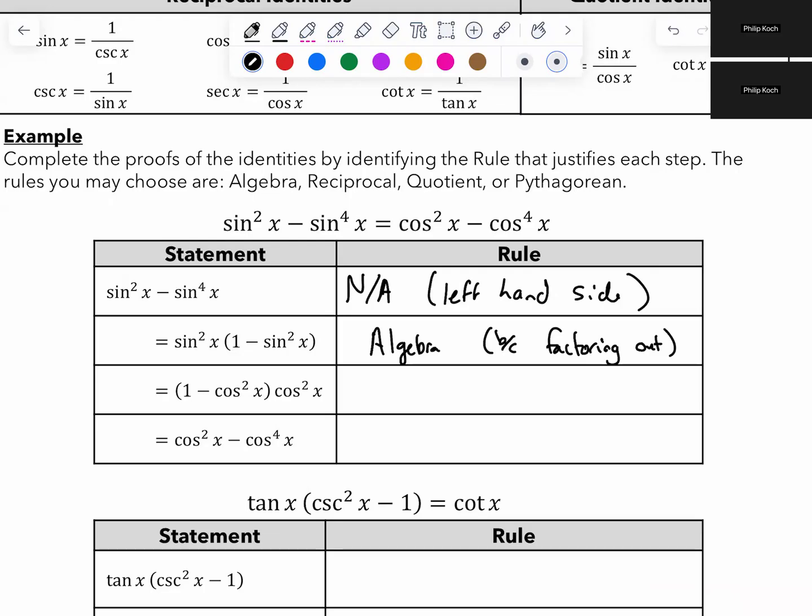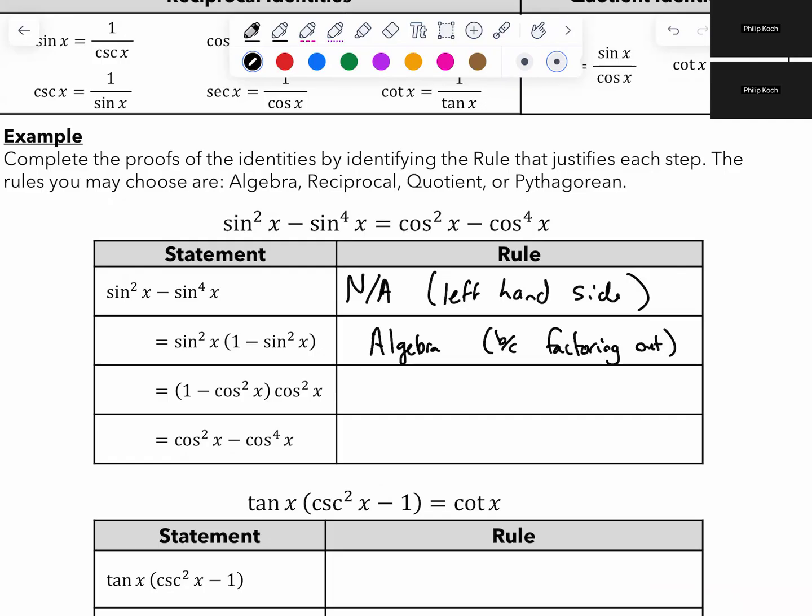All right. Then it says that we're going to change from sine squared times 1 minus sine squared to 1 minus cosine squared times cosine squared. That's a little bit of a cheap shot in my opinion. That's actually two steps in one, but because they're both the same type of thing, they're letting it be done in one step. Which step are we on? We're on step 3.